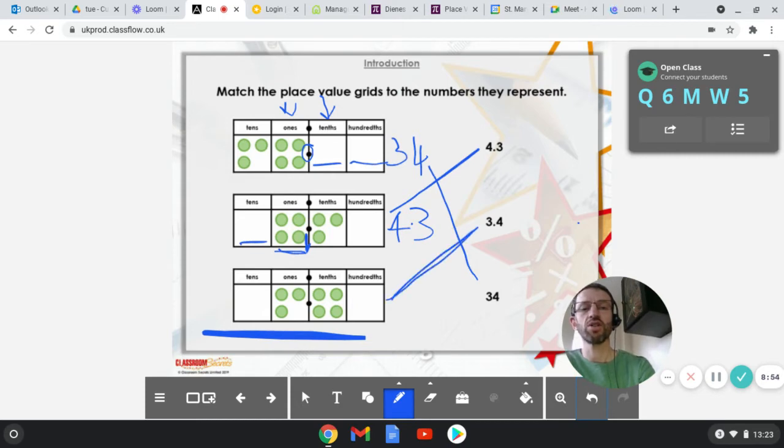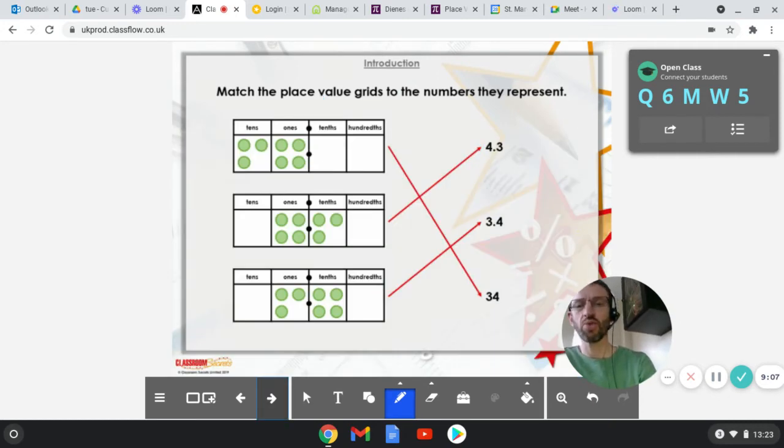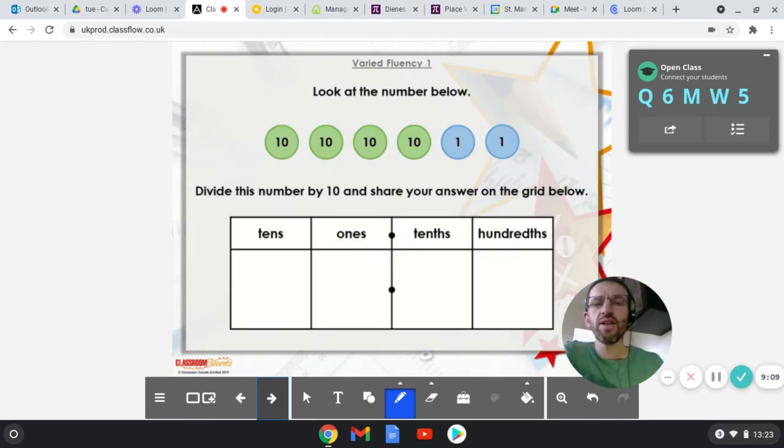What have I got? 3.4, 3 ones and 4 tenths. Here I've got my ones column, and there are 3 of them and 4 tenths. So sometimes you're going to have to match up some work. Well done. Did we get it? Yep, we got it. Brilliant.